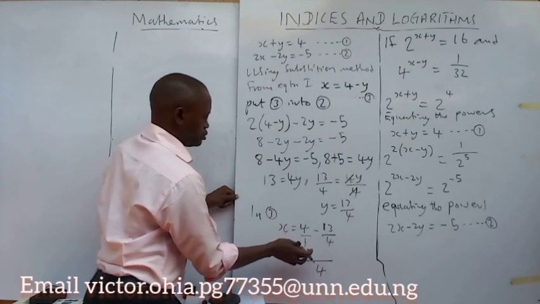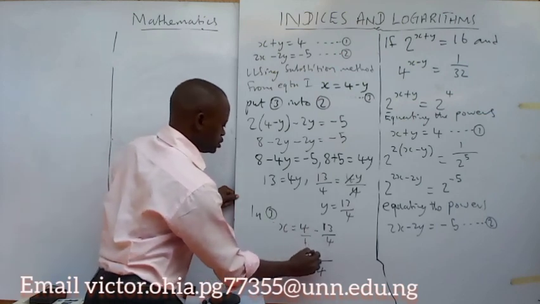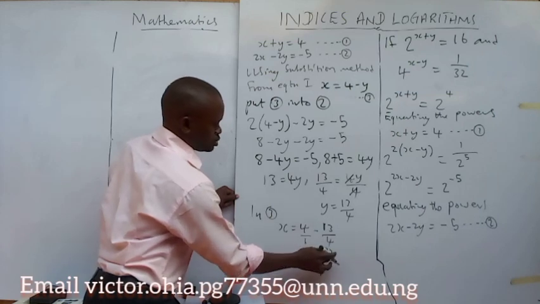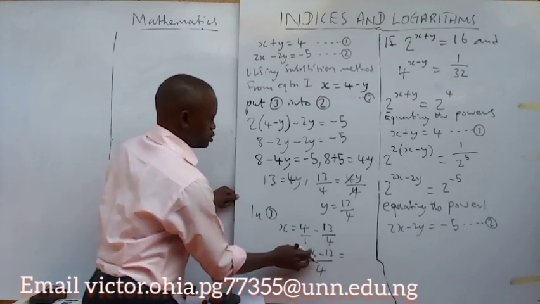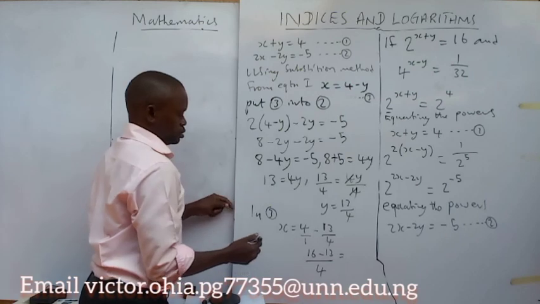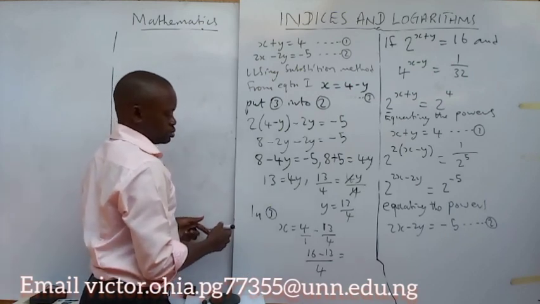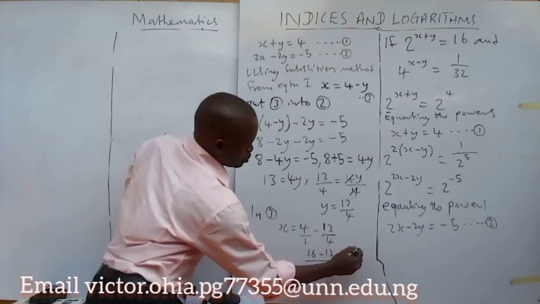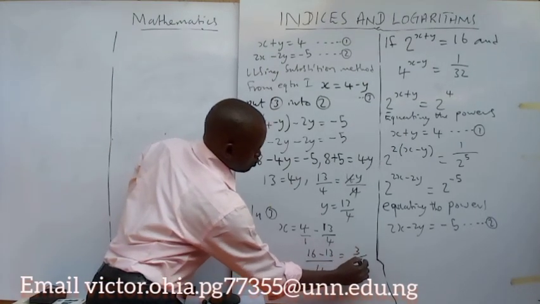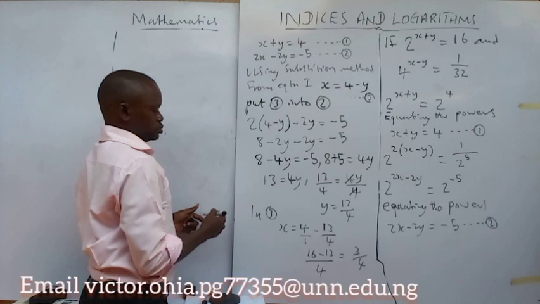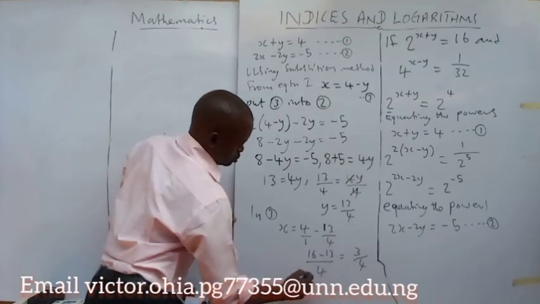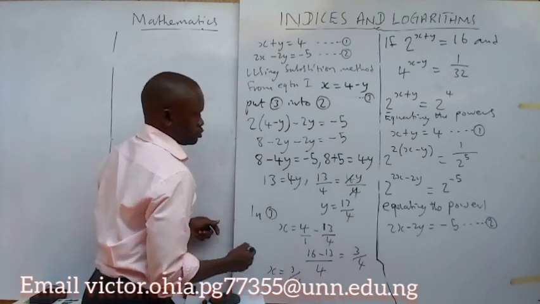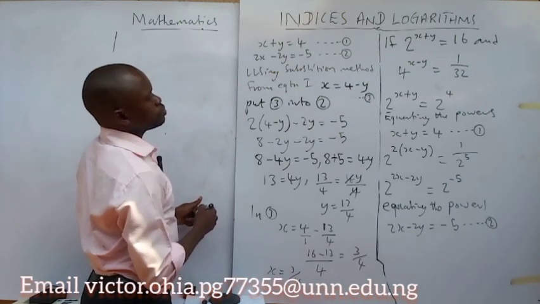So 1 divide 4 is 4, and then 4 times 4 is 16 minus 13, because 4 divide 4 here is 1. 1 times 13 is 13. And you now take out 16 minus 13. What is that going to? 6 minus 3 will give us 3. It's going to give us 3 over 4. Okay, so we now have our x. So our x is equals to 3 over 4.